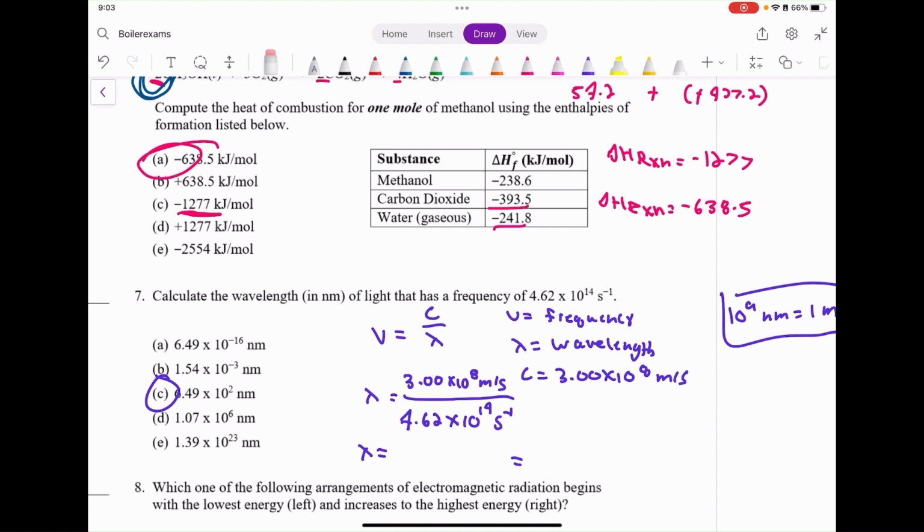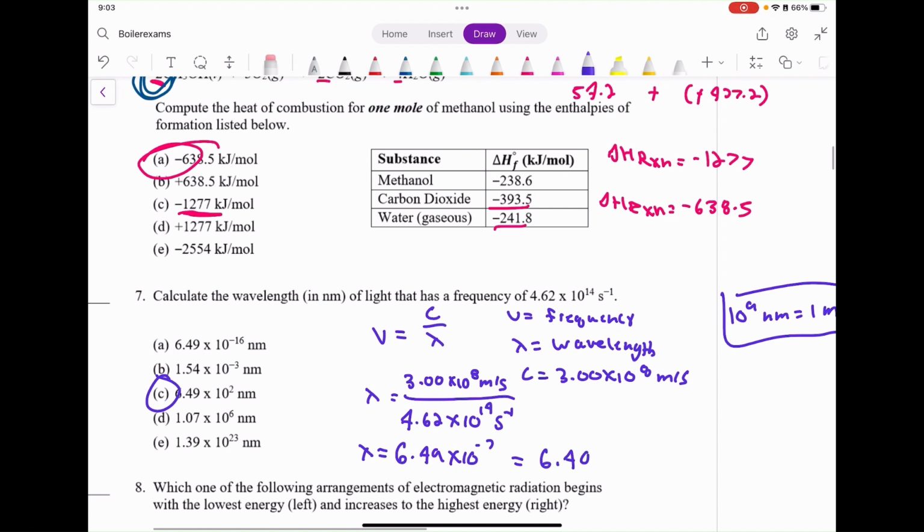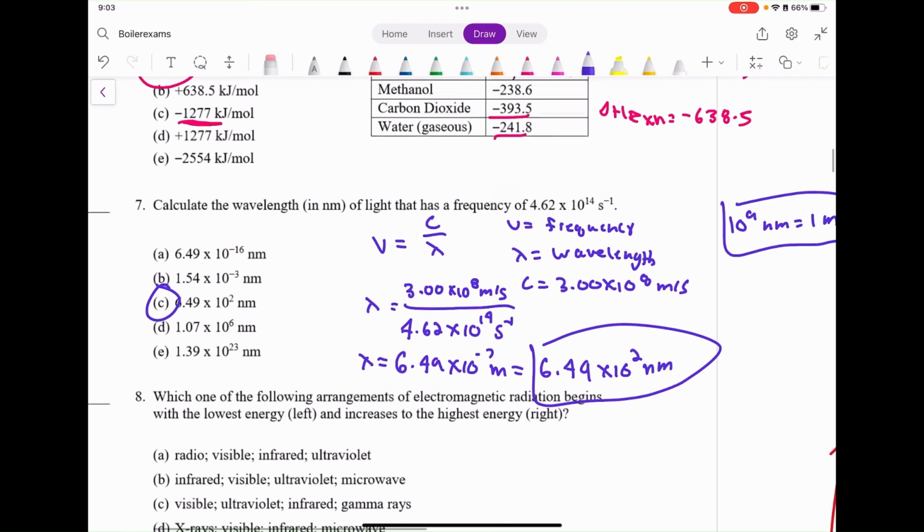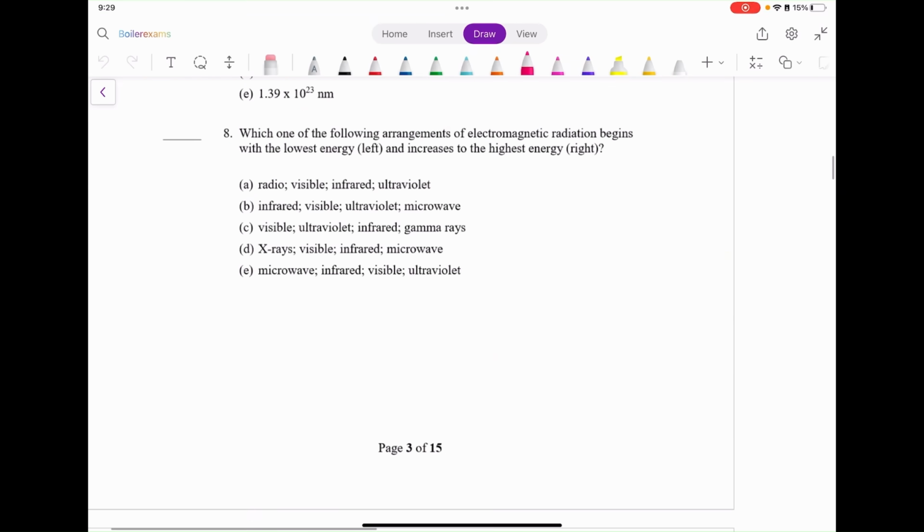Okay, what you actually should get is this. And then when you convert that, you're going to get 6.49 times 10 to the second nanometers. Okay, and then that's answer choice C. There we go.